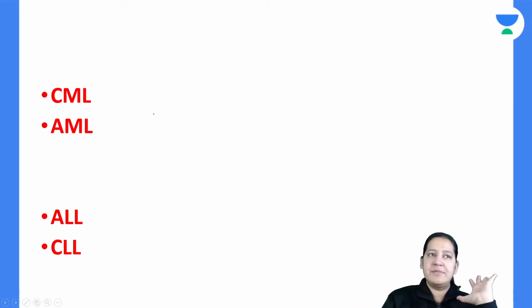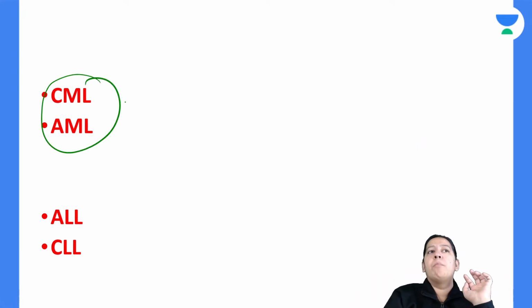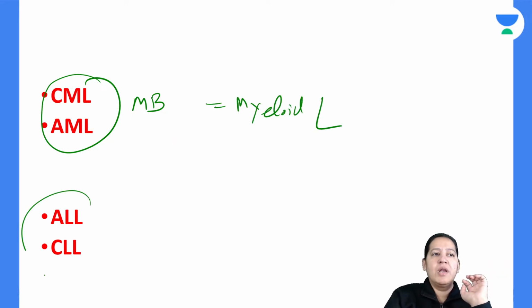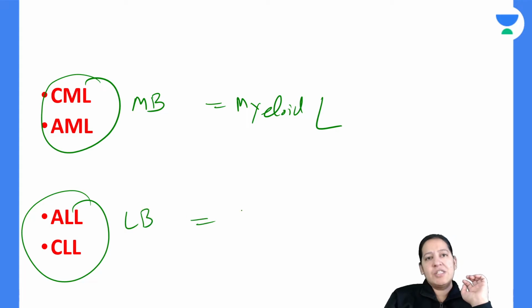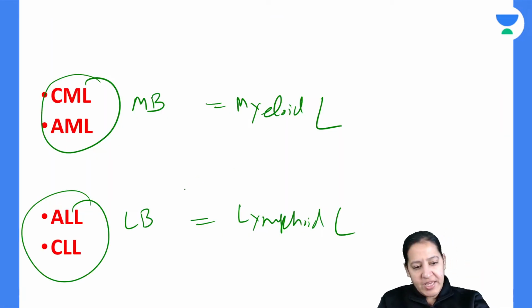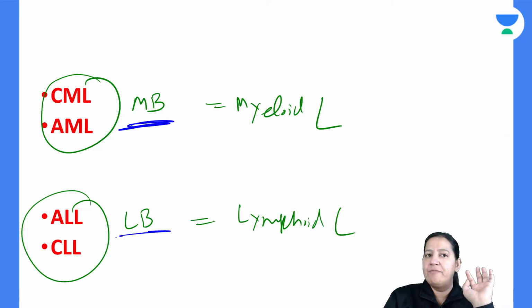Now we have four types of leukemia. In these two, myeloblast will be present in the blood. That's why these are myeloid leukemia. In these two, lymphoblast will be present in the blood. That's why known as lymphoid leukemia. So you got the concept, you got the classification. Now, as I have told you, here myeloblast is the main cell, here lymphoblast is the main cell.